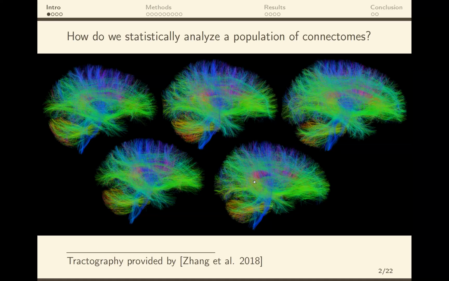There is a rich body of work that studies structural connectivity of the brain by analyzing tractography derived from diffusion imaging, including the work by Fan Zhang and Lauren O'Donnell et al., who produced the tractography shown here. However, a fundamental challenge remains open. How do we statistically analyze a population of these connectomes? I will present a novel framework to address this question.